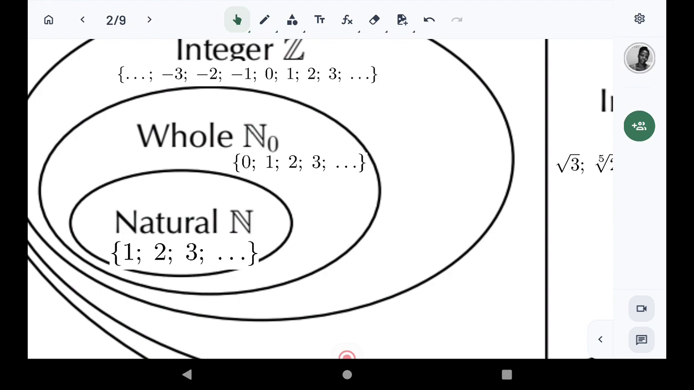You cannot see negative 2 cows. You cannot see half a cow. As long as a child cannot explain it, you cannot see it, then it is not part of the natural numbers.